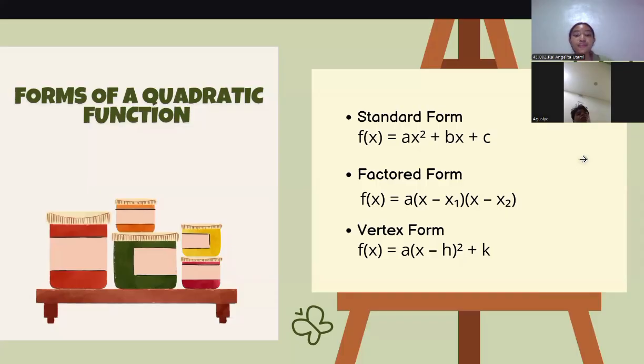Third, we have the vertex form. f(x) equals a open parenthesis x minus h close parenthesis squared plus k. This form tells us the most important point of the parabola, which is the vertex or the turning point. The coordinates of the vertex are simply open parenthesis h, k, close parenthesis.